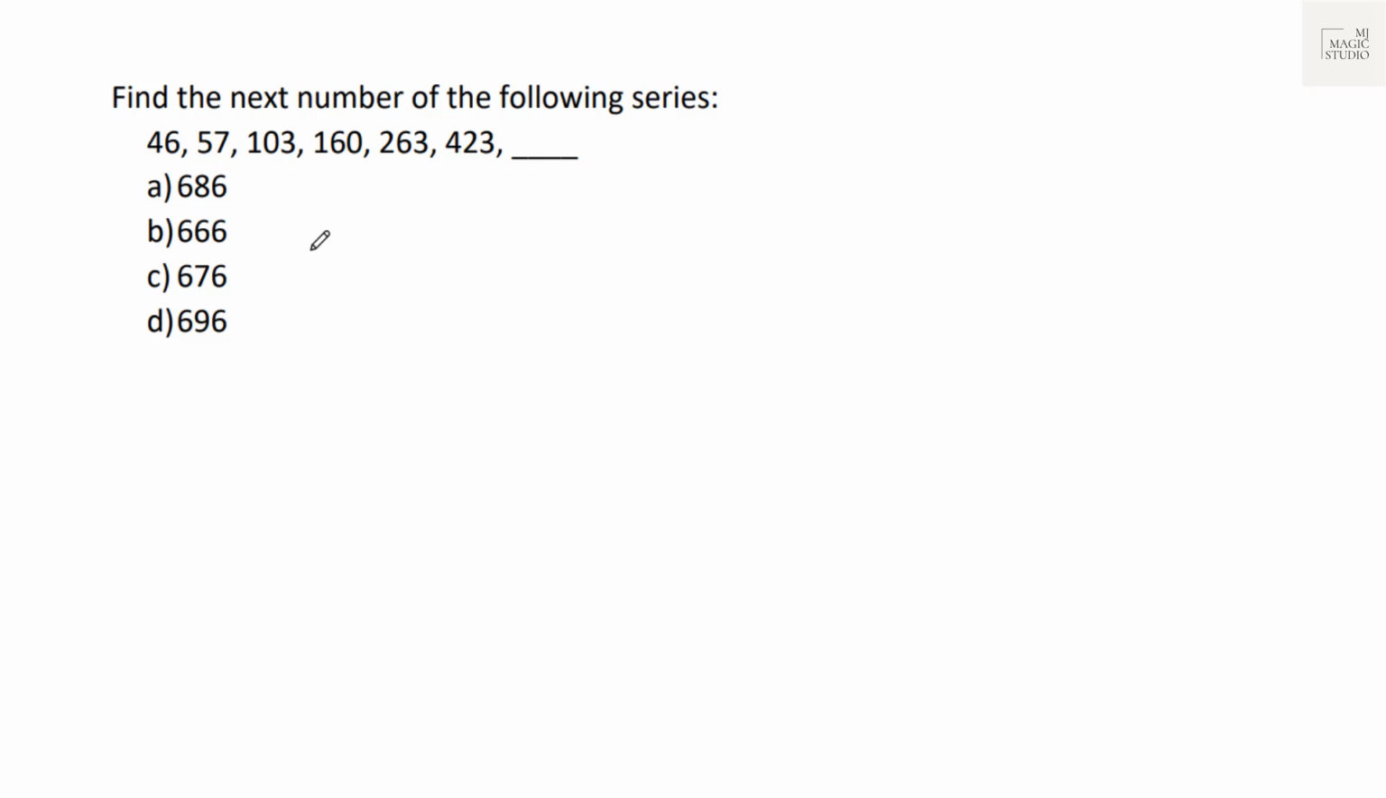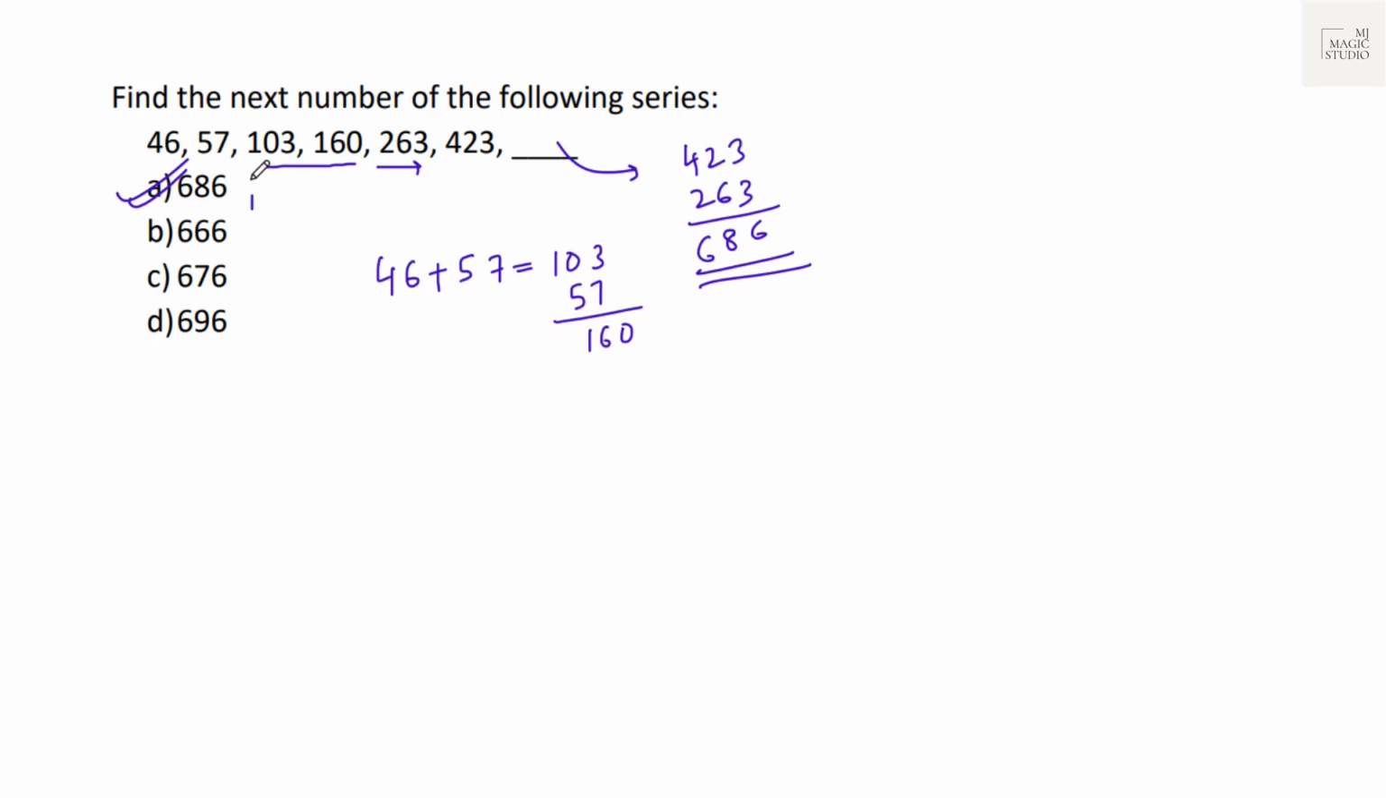So find the next number in the following series. If I look at this series, what can I get? Okay, 46, 57. This is what I can see. If I add 46 plus 57, I am getting 103. 103 plus 57 is giving me 160. 160 plus 103 is 263. That means any term is the sum of the two previous terms. So the missing term should be 423 plus 263. That would be 686. That is in option A.